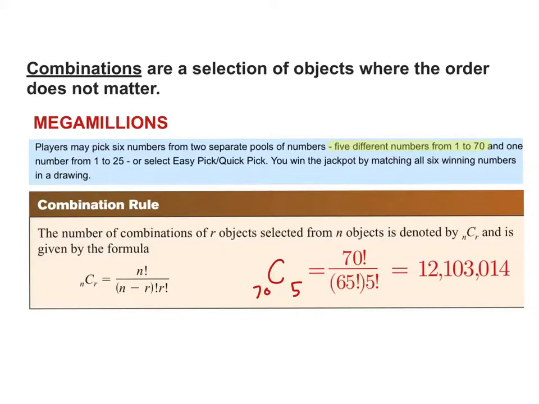This number, when we do all the math, is 12,103,014. So for just the 5 numbers that we choose first, there's 12 million possibilities. Now, we haven't even included that 25th sort of Powerball, Mega Millions ball. I don't know what they call it. Because for each one of those 12 million choices, there are now 25 other choices for that last ball. So in order to find the total number of possibilities in the Mega Millions, I have to take that times 25.